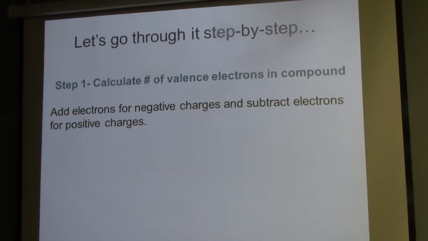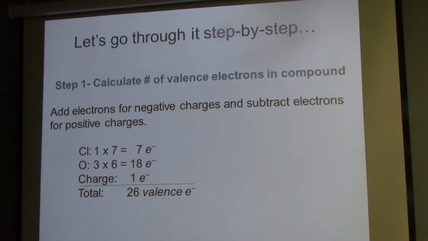But the first thing we need to do before we get to that is calculate the number of valence electrons. Chlorine is in group 7, oxygen is in group 6, and then we've got to add an electron for the charge. So 7 plus 18 plus 1. So we've got 26 valence electrons total.